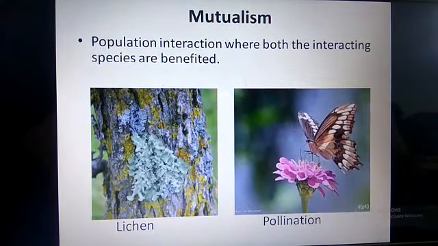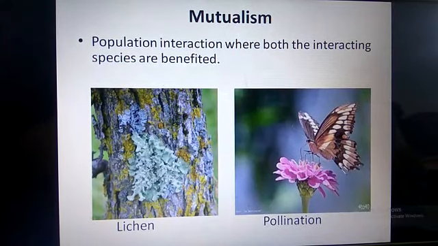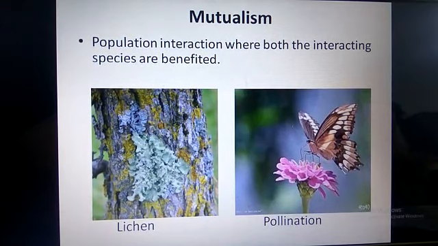Another example is pollination. During pollination, the insects, or the pollinators, derive nectar from the flower and at the same time pollinate the plant, which is a very important process of reproduction.